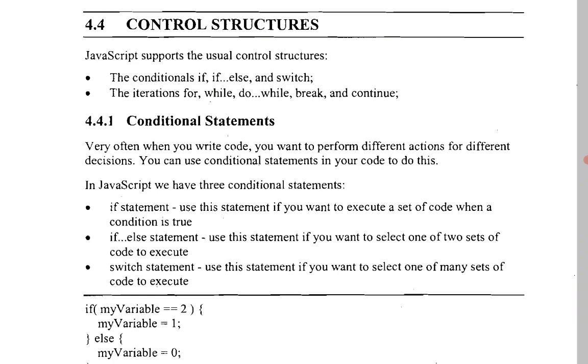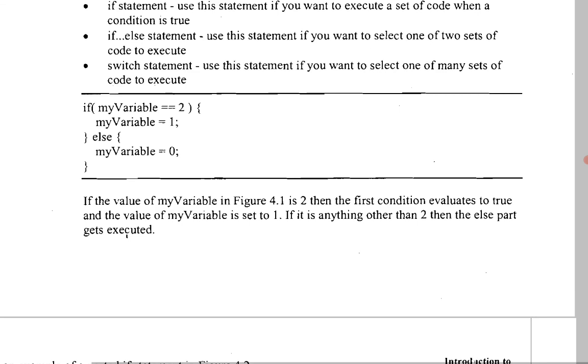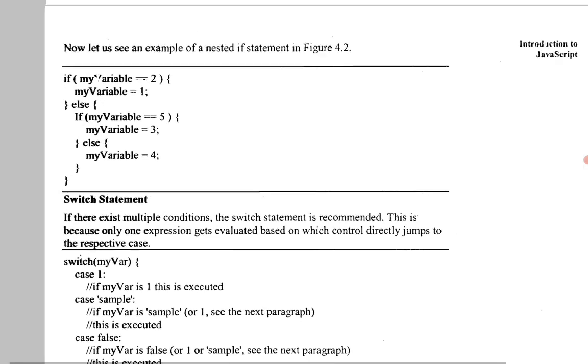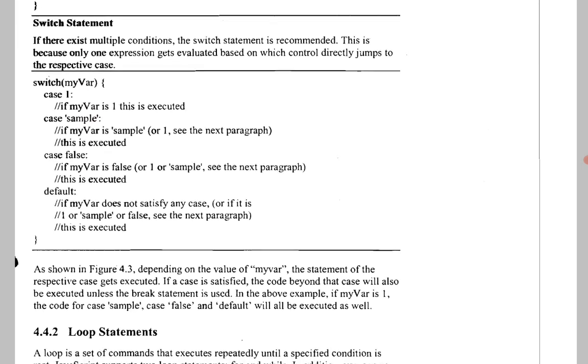So the switch statement is generally used to select and execute one of many sets of code. The syntax is like that. A simple example is: if my variable is equal to 2, then my variable is equal to something else. So what is the switch statement?